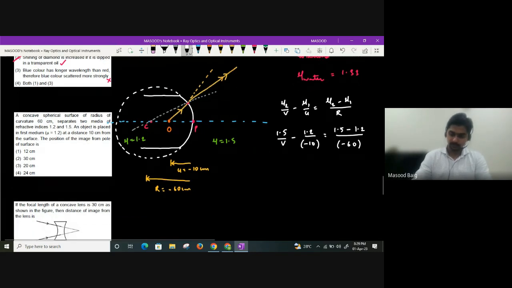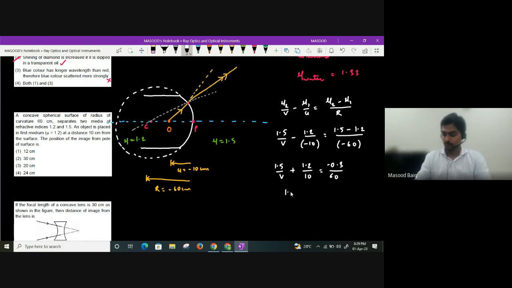We can write this as 1.5 divided by V plus 1.2 by 10 should be equal to 0.3 divided by 60. So 1.5 divided by V, you can take 0.3 ones, 0.3 fours, 0.3 fives, you will get, guys. Yes or no? So I can directly write it as 5 by V will be equal to, if I send this on the other side, minus 1 by 60, minus 4 by 10 you will get. As we all know, 60 would be the LCM. You will get minus 1, minus 24, guys. Yes or no, all of you?